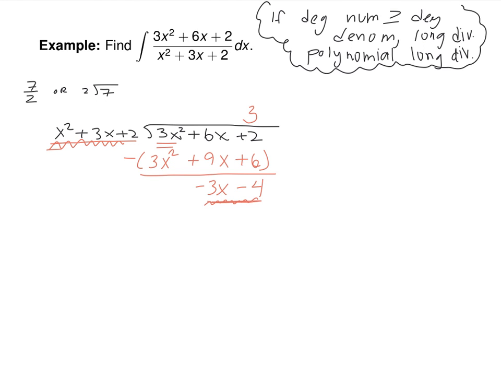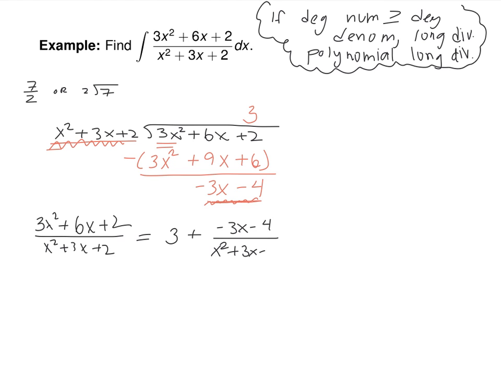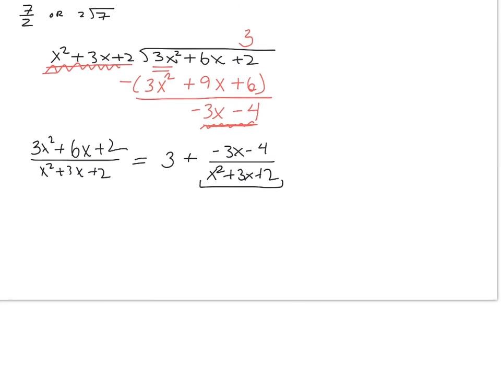And so what we have now is that our original thing is equal to 3 plus. That is our 3x squared plus 6x plus 2 over x squared plus 3x plus 2 is equal to 3 plus negative 3x minus 4 over x squared plus 3x plus 2. And once you've done this, you do partial fraction decomposition on that second piece before you anti-differentiate. So let's do that. And the good thing is the cover-up method works on that one, so we're good to go.